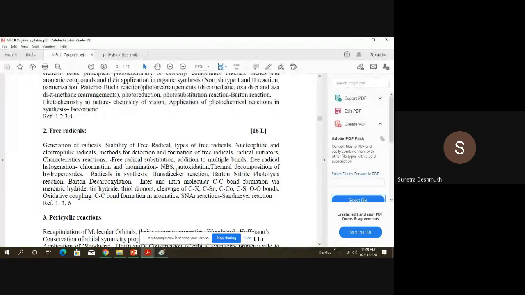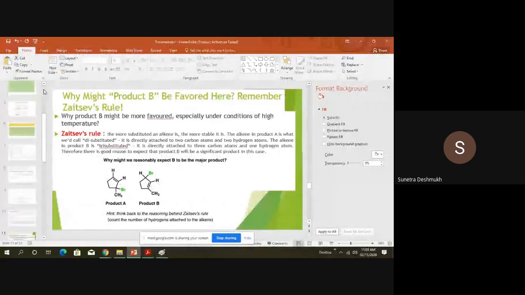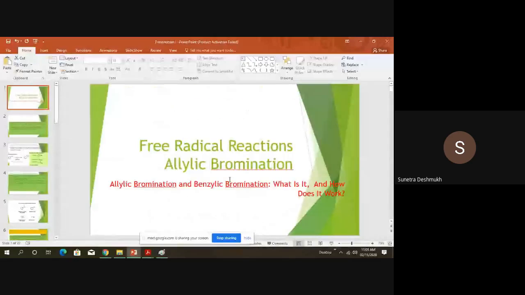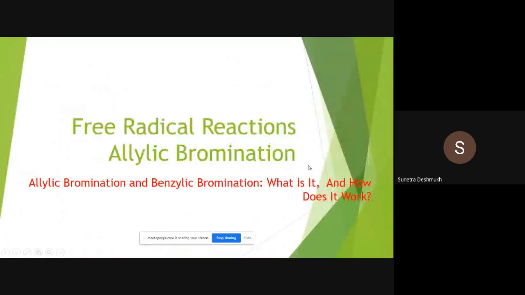Okay, so we will go for our next reaction, the bromination reaction. Under free radical reactions, we will see allylic bromination. Yesterday we covered normal carbon-carbon double bond bromination, and how the bromine molecule forms Br dot, the bromine radical, by homolytic cleavage, which we can generate with the help of radical initiators. Now we will go for allylic bromination and benzylic bromination. What is it and how does it work?